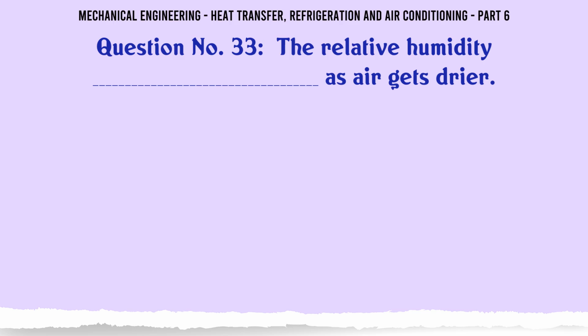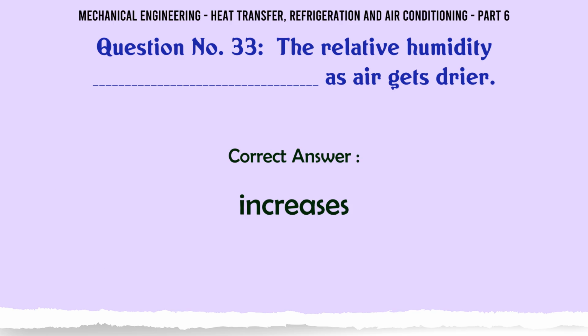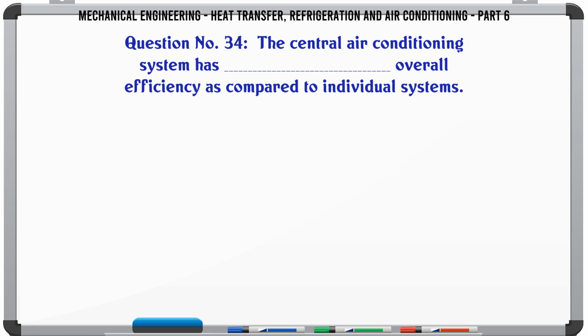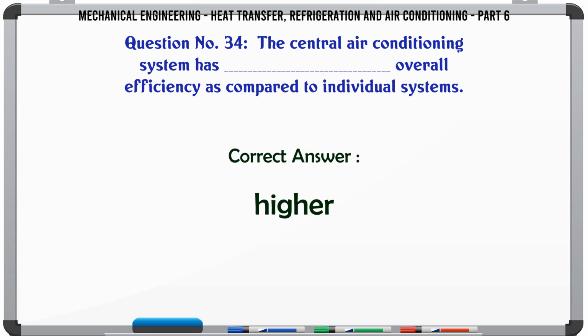The relative humidity as air gets drier: A. Increases. B. Decreases. The correct answer is increases. The central air conditioning system has overall efficiency as compared to individual systems: A. Same. B. Lower. C. Higher. The correct answer is higher.